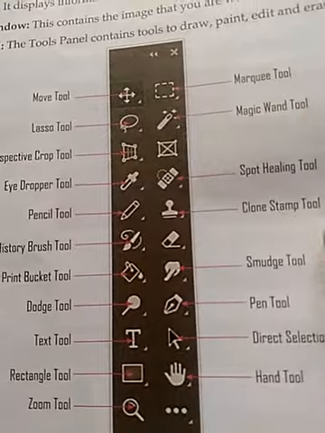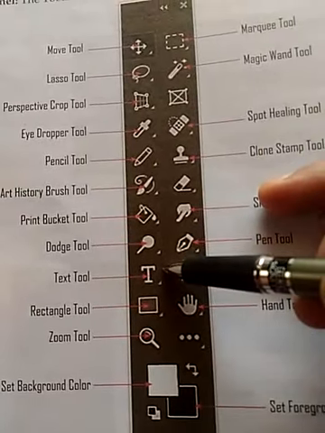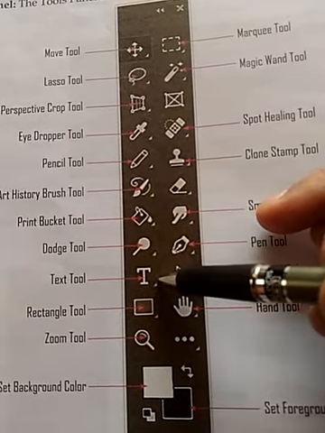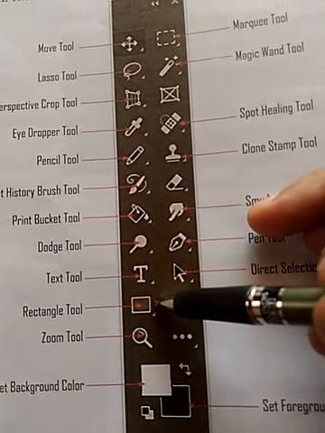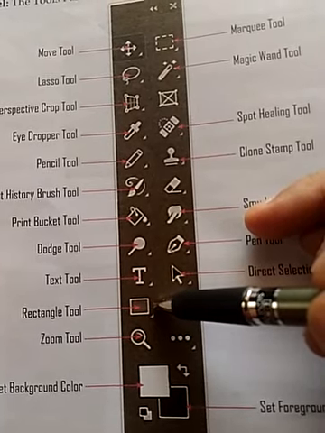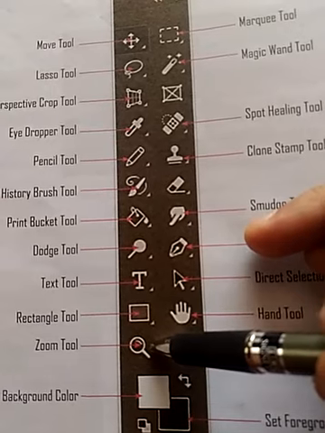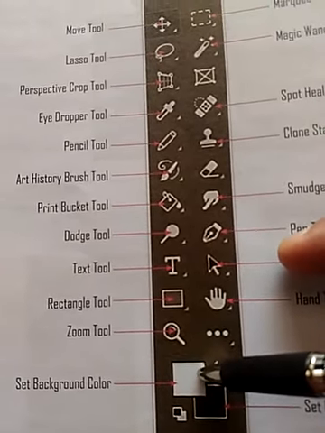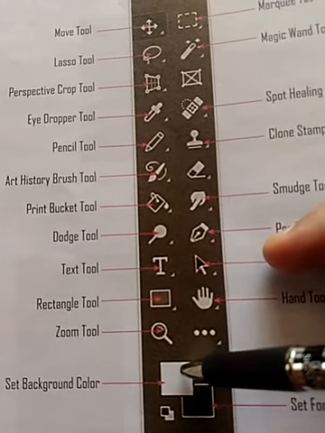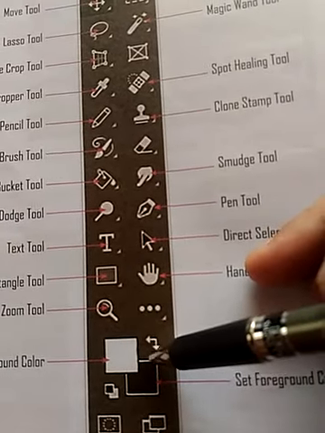Dodge tool. It is used to zoom and amplify the selected area. Text tool. It is used to write something on the image. Rectangular tool. It is used to have a rectangular selection. Zoom tool. It is used to zoom the portion of an image. Set background color. It is used to set the background color and the foreground color.